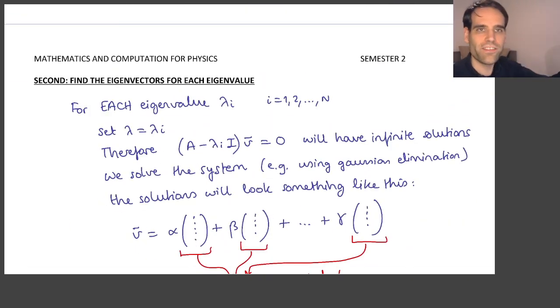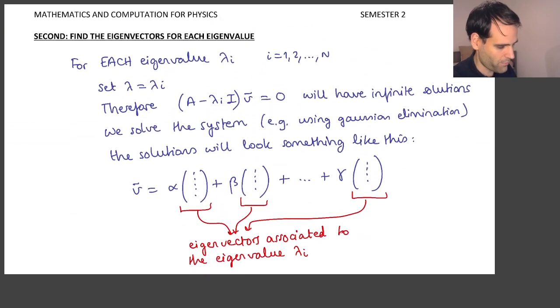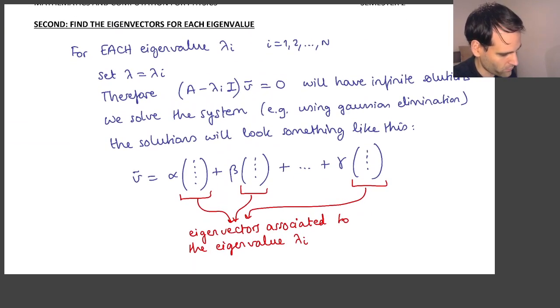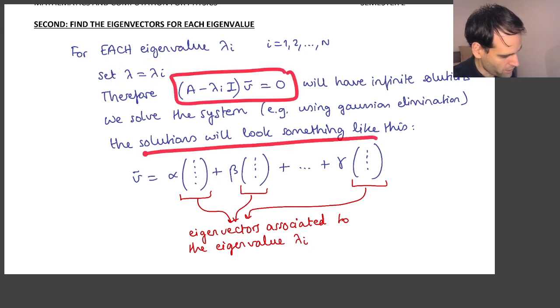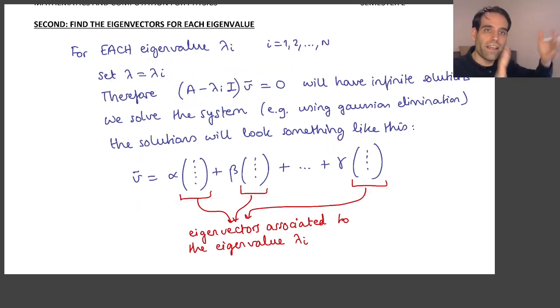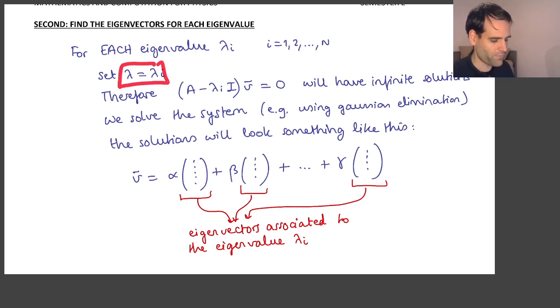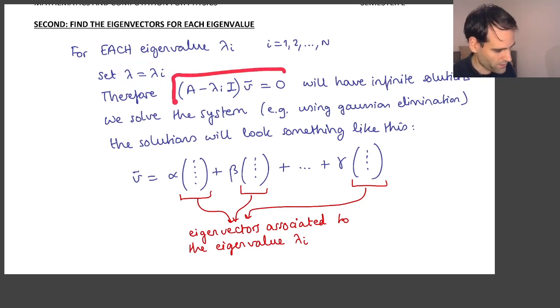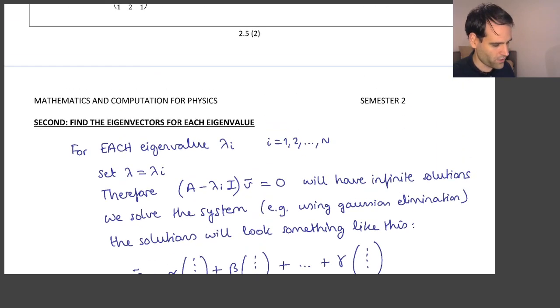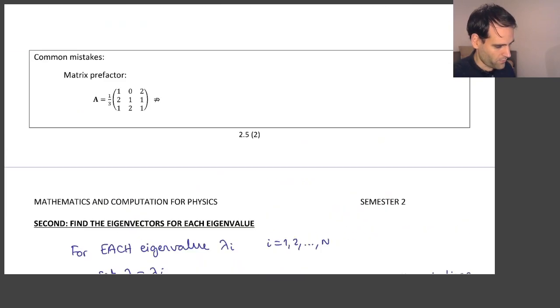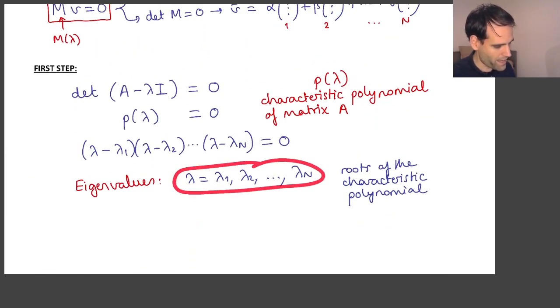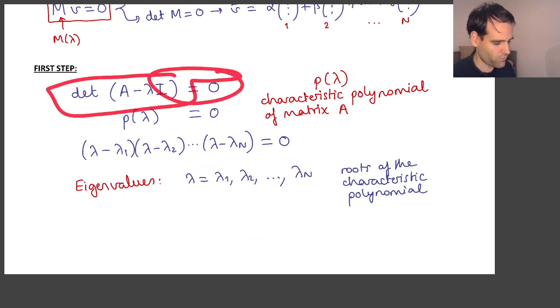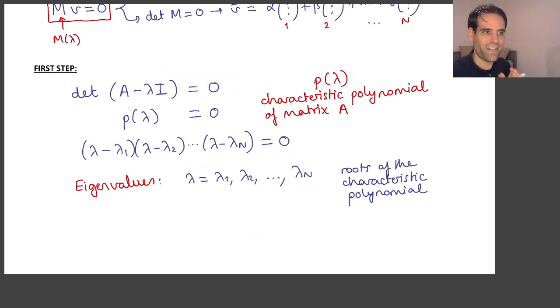Next we repeat it for lambda 2, and we repeat this second step. We substitute lambda equals lambda 2, and we solve this system, and we find a new set of solutions. And those new vectors will be the eigenvectors associated to lambda 2. Then we repeat. We set lambda equals lambda 3. So we solve this system. We know there will be infinite solutions because lambda 3, remember, all these lambdas make the determinant of this matrix equal to 0. They were found explicitly for that.